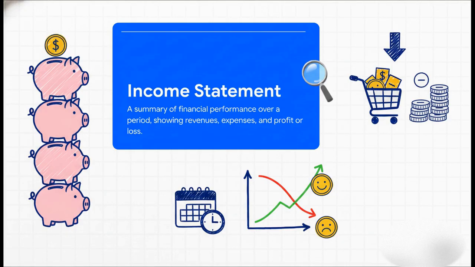First up, you've got the income statement. This one is basically a summary of the company's performance over a specific period of time, say a quarter or a year. It's the story of what happened. It shows you the revenues, the expenses, and the bottom line. Did they make a profit or take a loss?